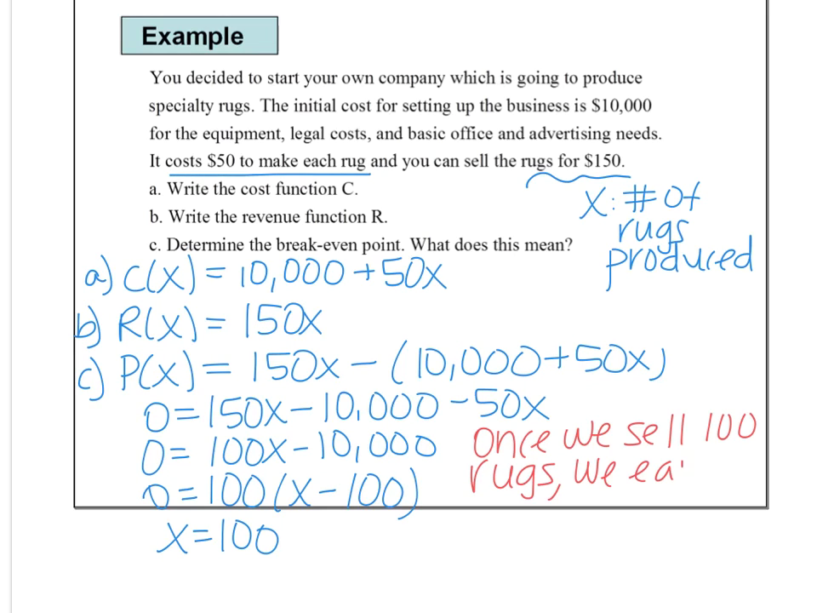we earn as much as it cost to make them. So our break-even point is where we earn as much money as it costs to make them. So it's that sweet spot where those two graphs or those two lines are going to intersect.